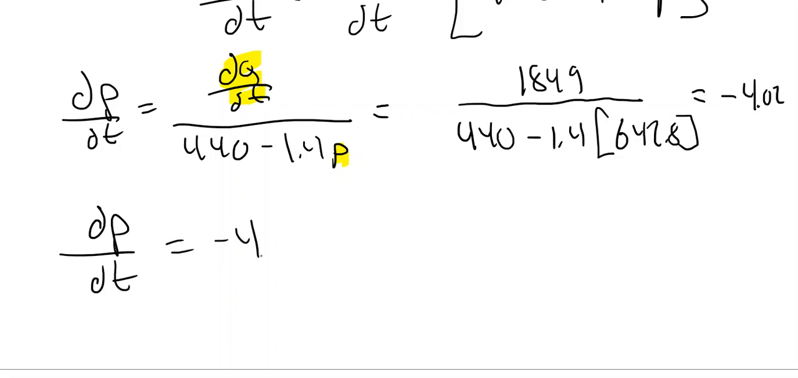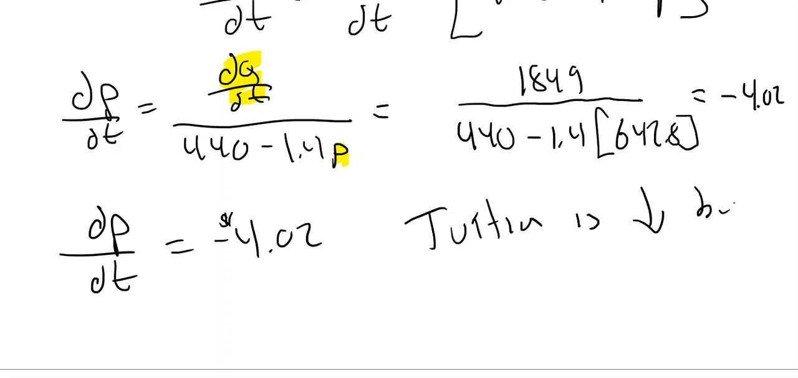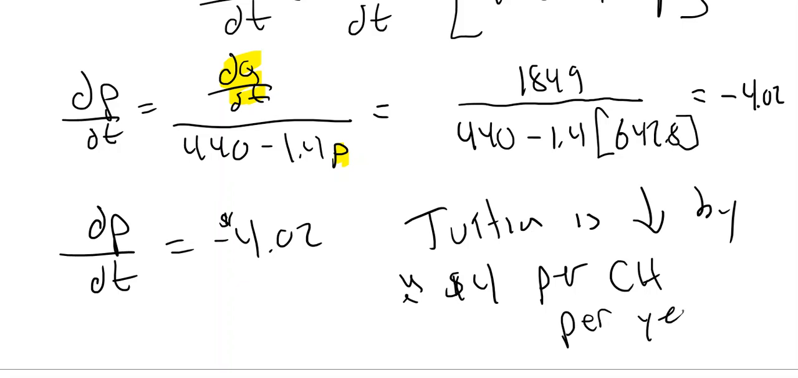So what does this mean? Remember that P is tuition. This is the rate of change of tuition. Because the rate of change is negative, that means tuition is decreasing. How much? $4.02 per credit hour per year. So tuition is decreasing by about $4 per credit hour per year. All right, well, that's a good thing. Tuition is getting lower. It's on the decrease. All right, that is this problem.